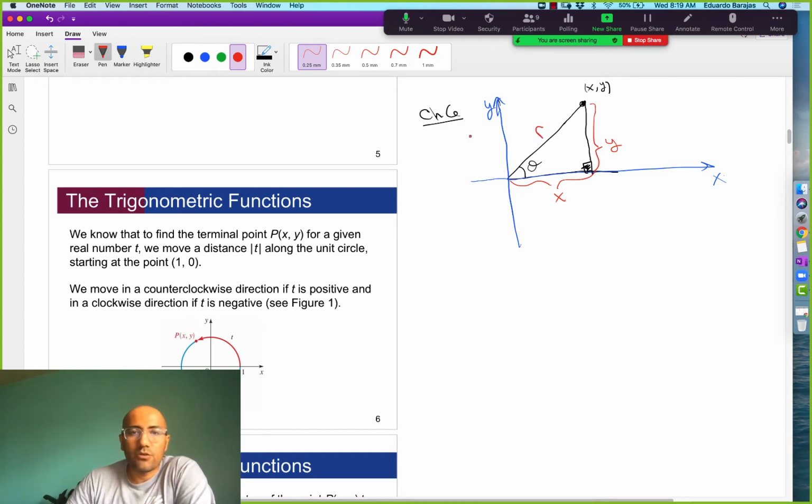And so it must be true that x squared plus y squared equals r squared. Right? Pythagorean theorem. Okay. And so we defined the sine function, sine of theta, to be equivalent to y over r. And cosine of theta to be equal to x over r. Good.